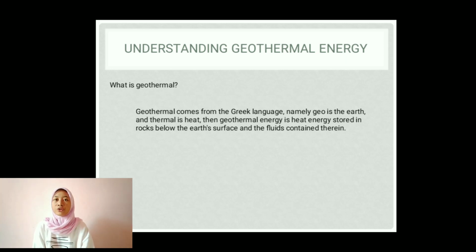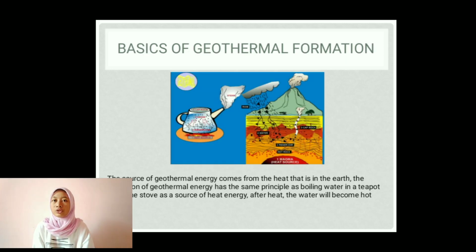And second is the basics of geothermal formation. The source of geothermal energy comes from the heat that is in the earth. The formation of geothermal energy has the same principle as boiling water in a teapot using the stove as a source of heat energy. After heating, the water will become hot steam.